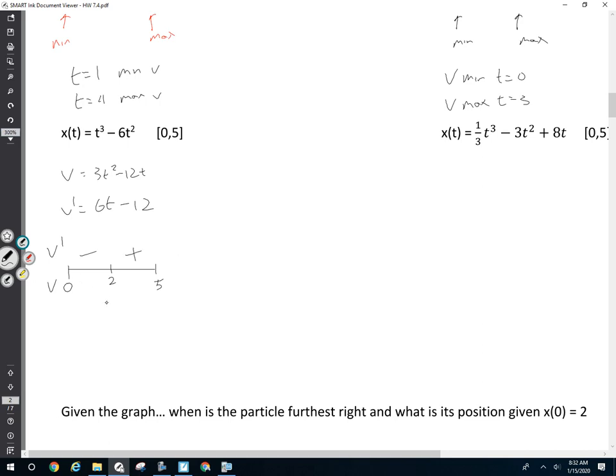Plug in 1, negative; plug in 3, positive. So v is going down and up. I know this is the location of the min. So t equals 2 is the min velocity. For the max velocity, I need to compare my candidates, v of 0 and v of 5. V of 0 is negative 12. V of 5, 6 times 5 is 30, minus 12 is 18. So definitely my max velocity is at t equals 5.